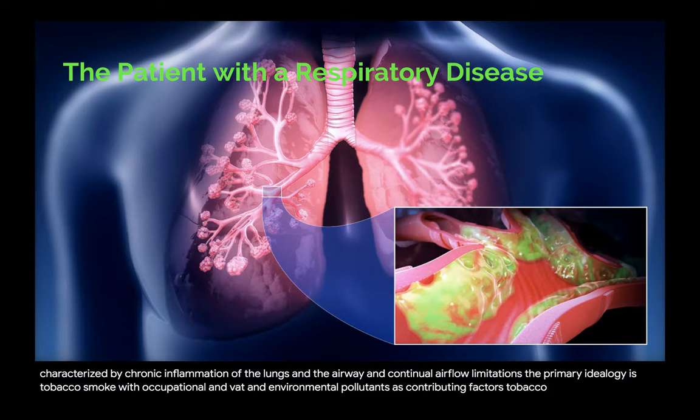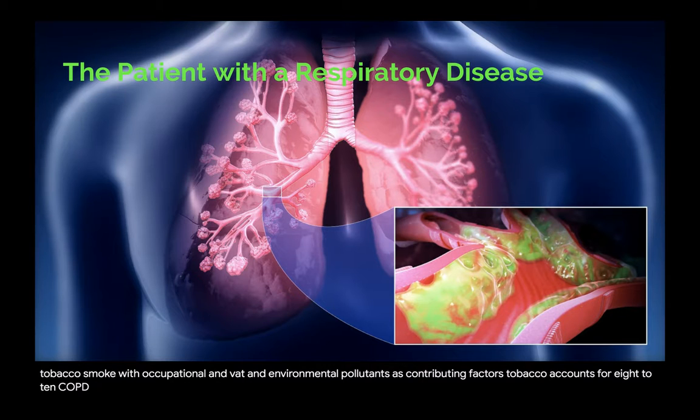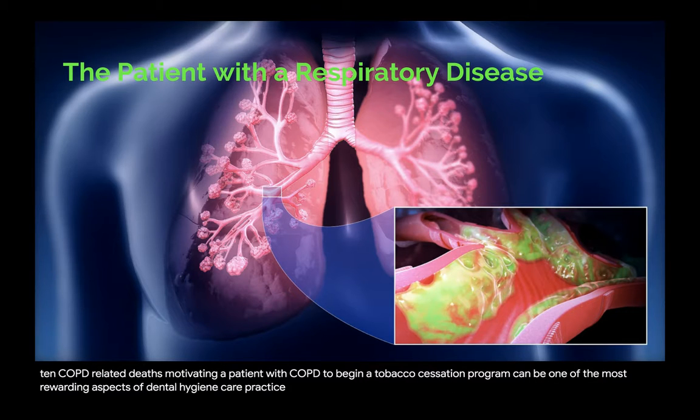Tobacco accounts for 8 to 10 COPD-related deaths. Motivating a patient with COPD to begin a tobacco cessation program can be one of the most rewarding aspects of dental hygiene care practice. Chronic bronchitis.